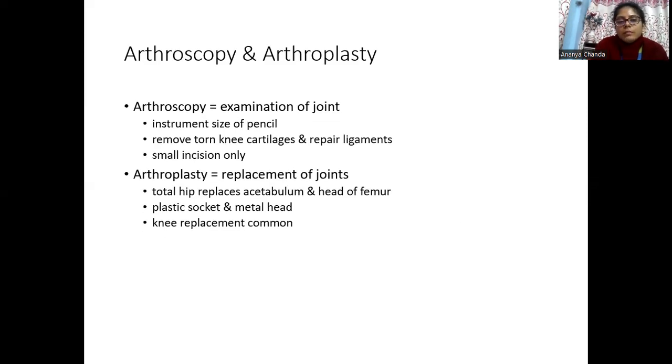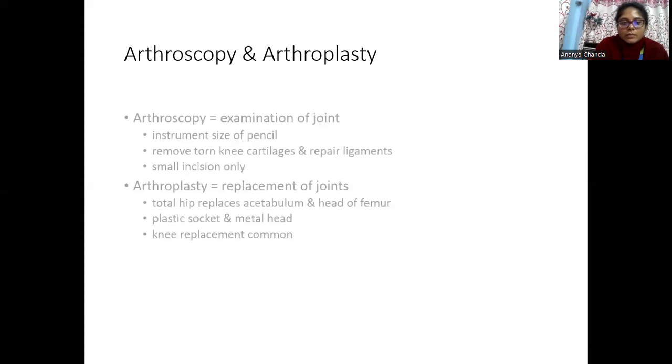So the next terms are arthroscopy and arthroplasty. What is arthroscopy? This is the study or examination of the joint using an instrument the size of a pencil, to remove torn knee cartilage and repair ligaments, with only a small incision. Arthroplasty is the replacement of the joint, where a total hip replacement can be done, with a plastic socket and metal head. Knee replacement is very common.